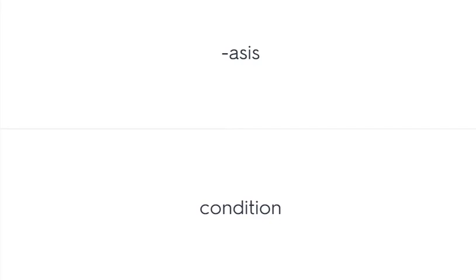Asis, condition. Osis, condition. Bi, two. Blephar, eyelid. Brachy, short. Brady, slow. Esis, condition. Osis, condition. Sis, condition. Bronch, bronchial tube.